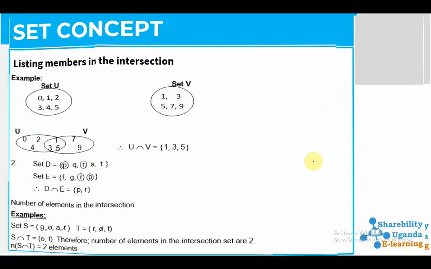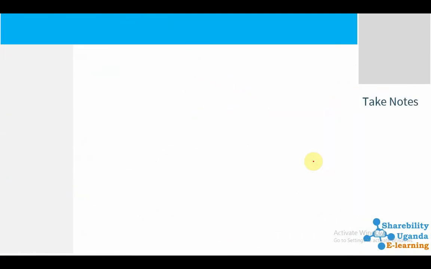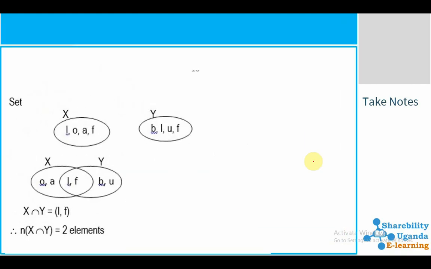Okay, let's proceed and come to another example. We have our set X and we have our set Y. These are the members or elements in set X. We have L, O, A, F, and in set Y we have B, L, U, F.